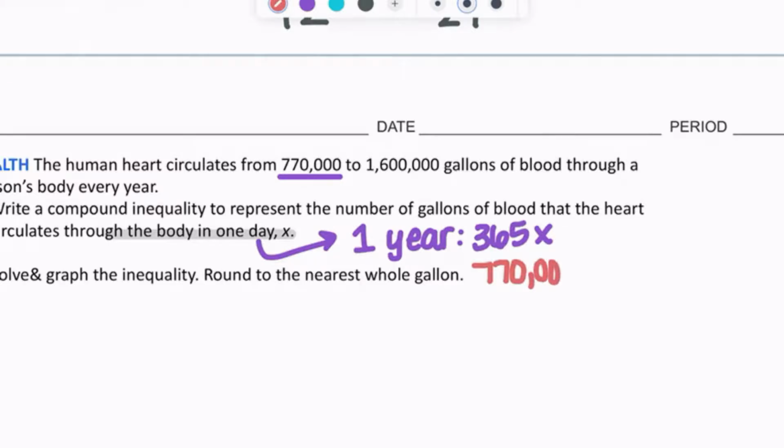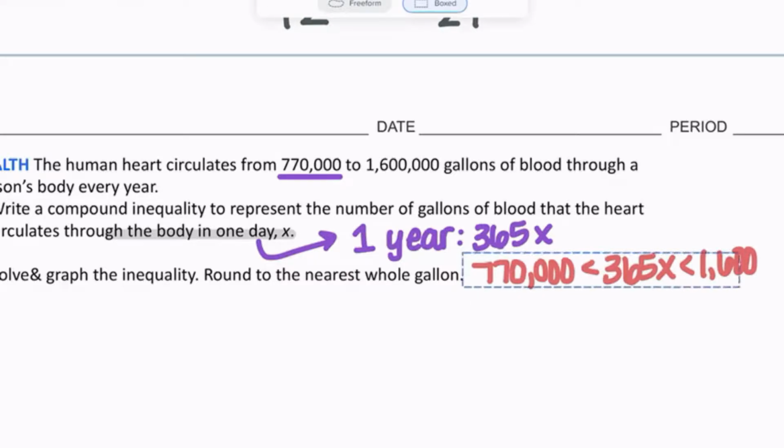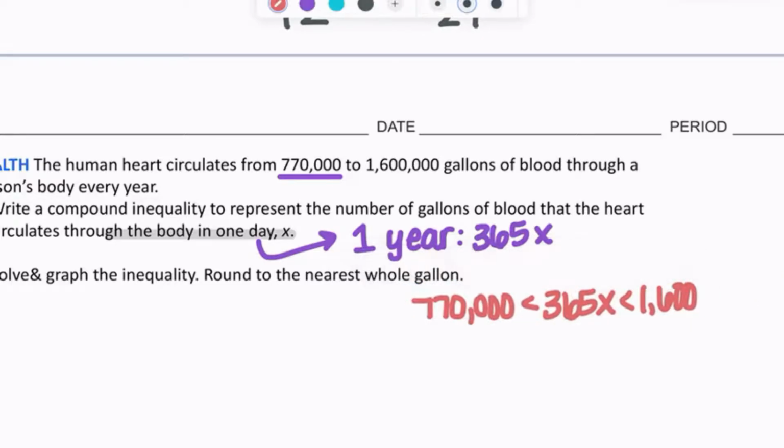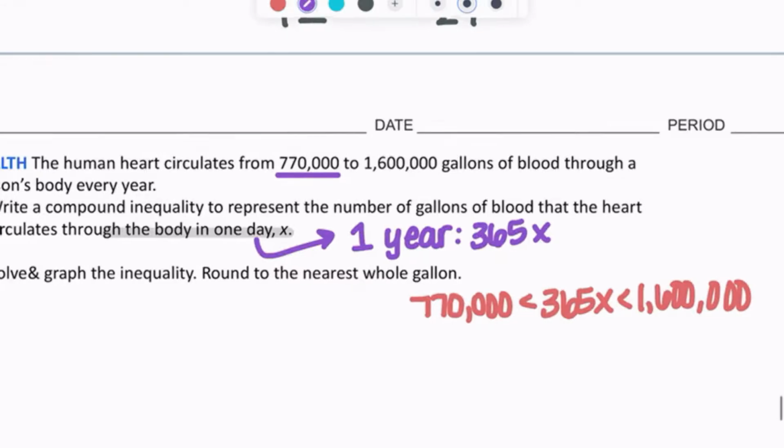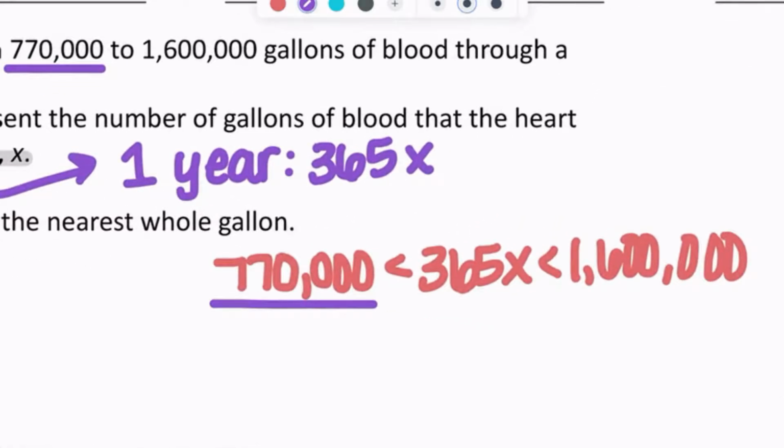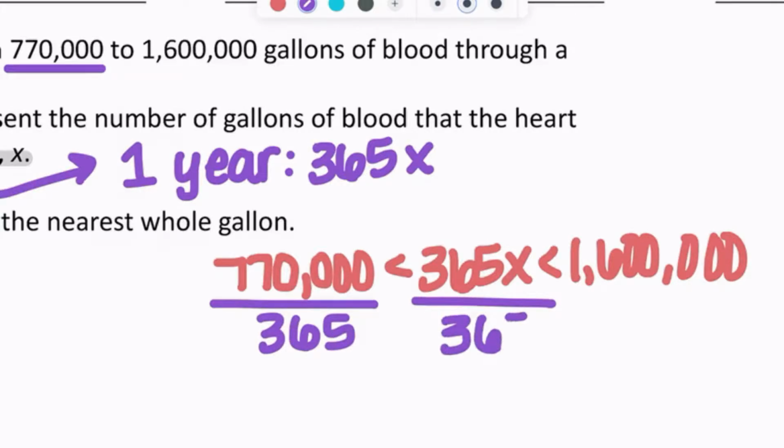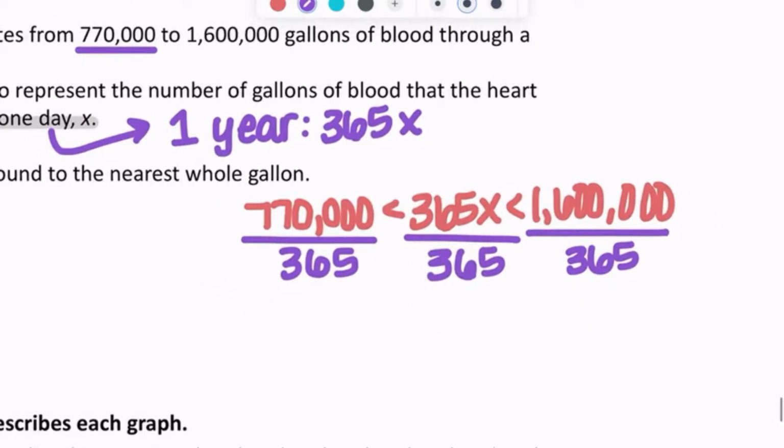Okay? So if we're talking about what we're looking at, we've got 770,000 is less than 365x is less than 1,600,000. I'm going to move this so I have a little more room. So there's my inequality. When I go to solve it, I'm just going to divide everything by 365. And you could have thought to do that ahead of time, but to actually have something to solve, that's why I didn't do it that way.